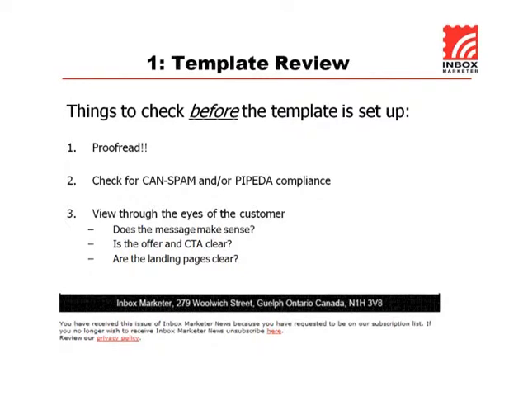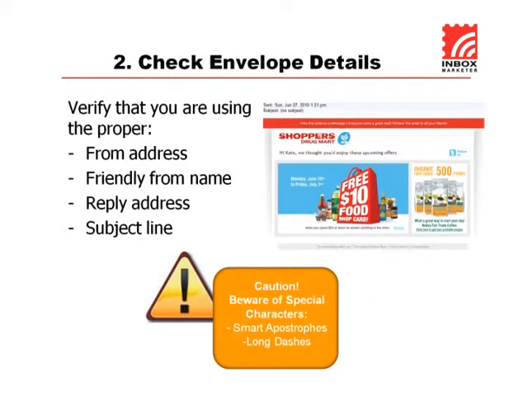Once the template check is complete, you are ready for the message to be set up and tested. You should send the test message from the deployment platform to an internal seed list to review. When you view the message in your inbox, check all envelope details, including from address, from name, subject line, and reply to address. Seems like an obvious concept, but it needs to be said.